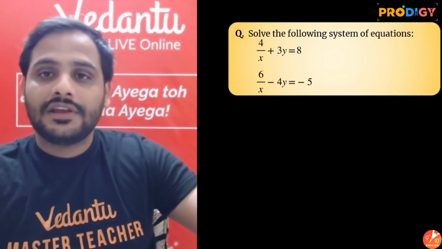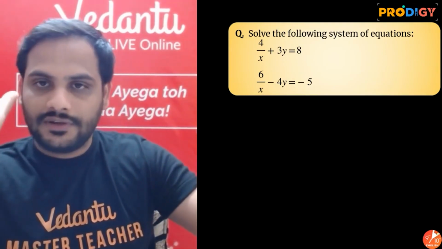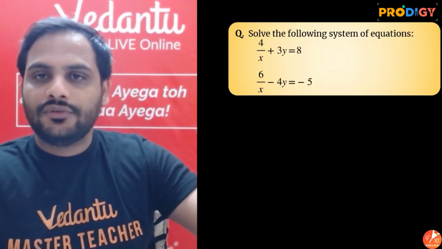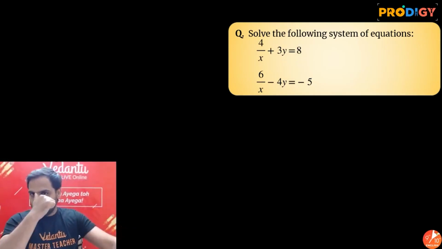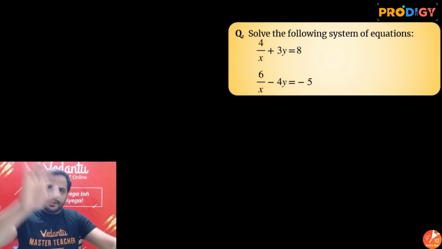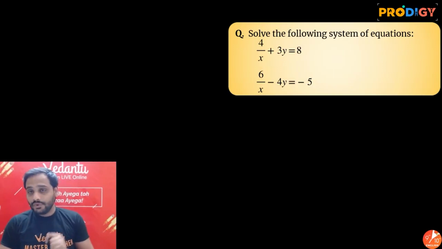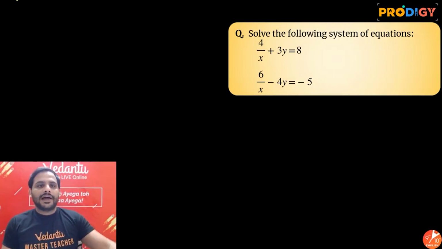Sorry, 4 by x plus 3y is equal to 8. 6 by x minus 4y is equal to minus 5. Here, the important thing is that the y term is in linear form: 3y, y power is 1. Only thing is x is in the denominator. So what I'll do, I will replace 1 by x with some variable a.